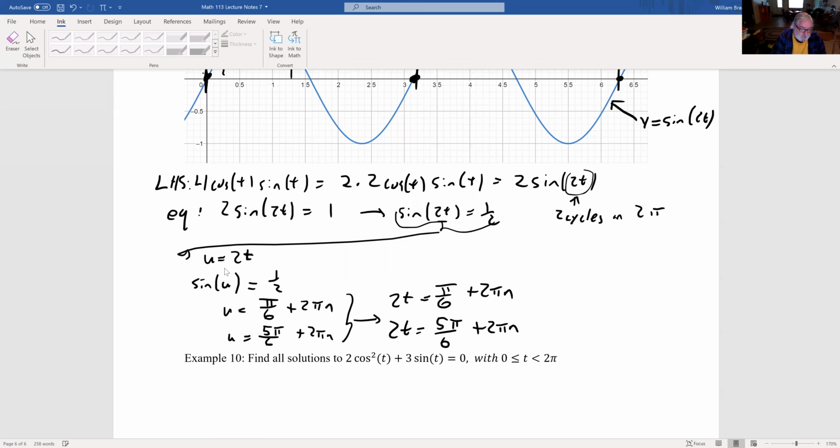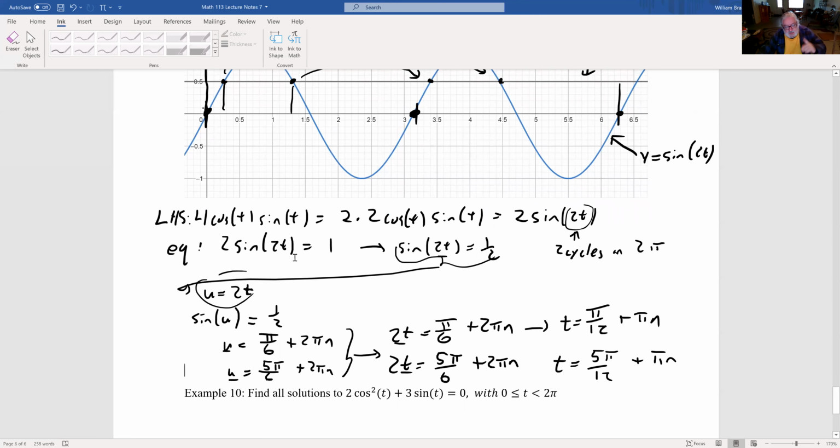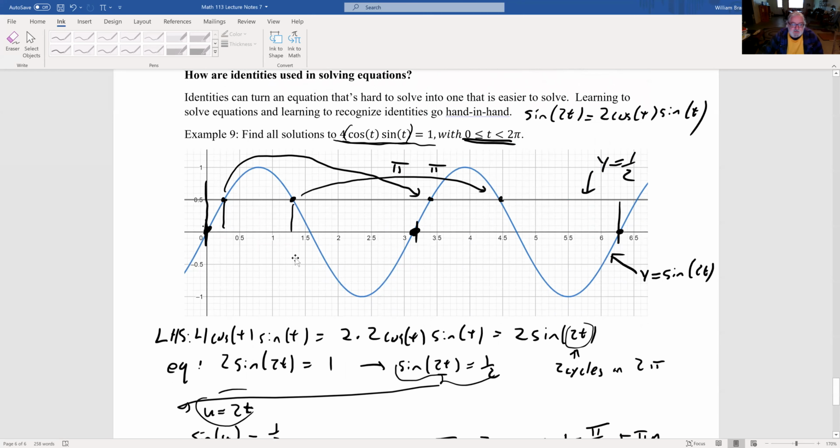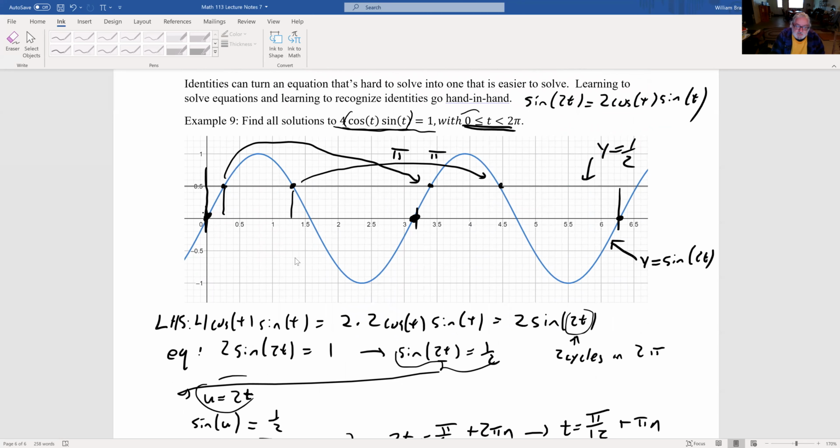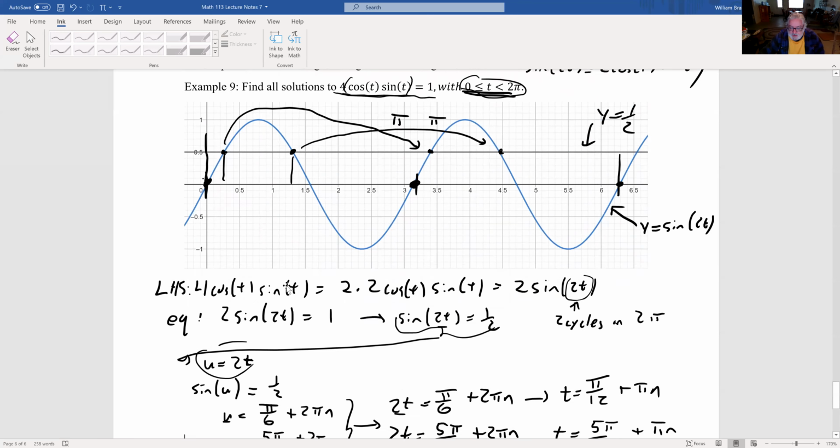Why is that? Well, u is equal to 2t. So if I replace these u's with the 2t's, I get that. And then finally, that gives me t equals pi over 12 plus pi n, t equals 5 pi over 12 plus pi n. Those are all my possible solutions. But you always got to answer the question that was asked. The question is, what are the solutions between 0 and 2 pi? So we found two of them.